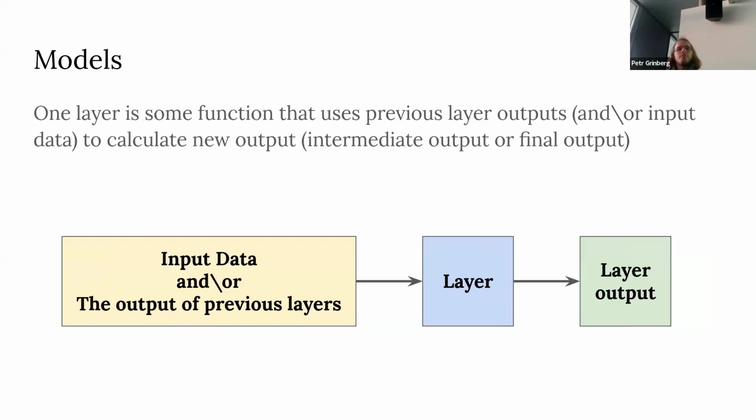So one layer is some function that uses previous layer outputs and/or input data to calculate a new output, which is either an intermediate output or the final output. Very simple.